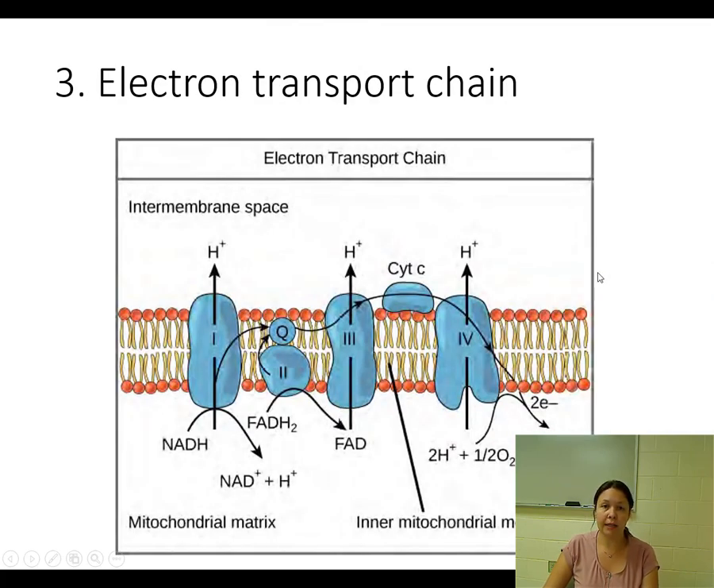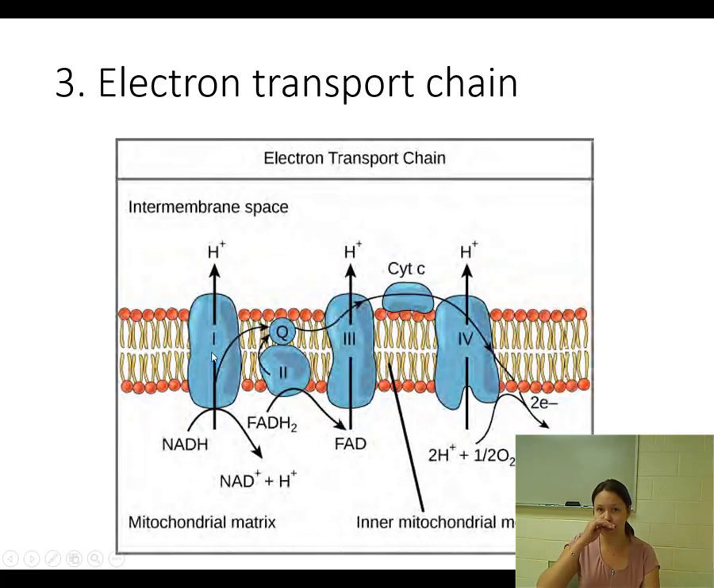Now, all of the electron carriers that have been generated so far, which are NADHs and FADH2s, they all come in and they release their electrons into something called the electron transport chain. So you have the inner membrane here, the phospholipids you can see touching each other, hydrophilic heads, hydrophobic tails towards each other. This is the membrane space. And you see a bunch of proteins or complexes embedded within it.